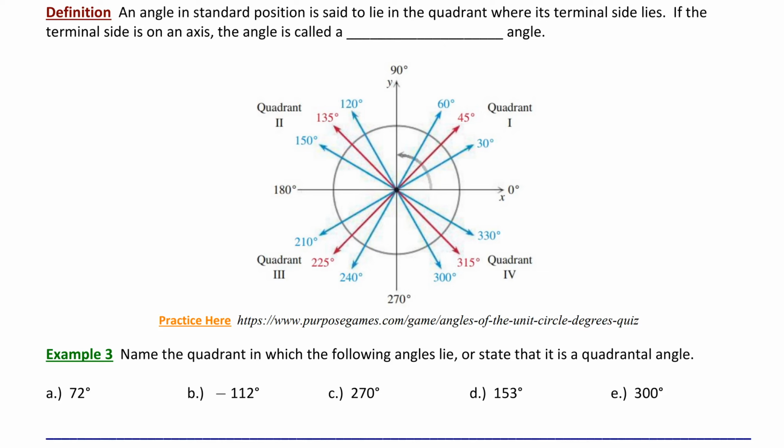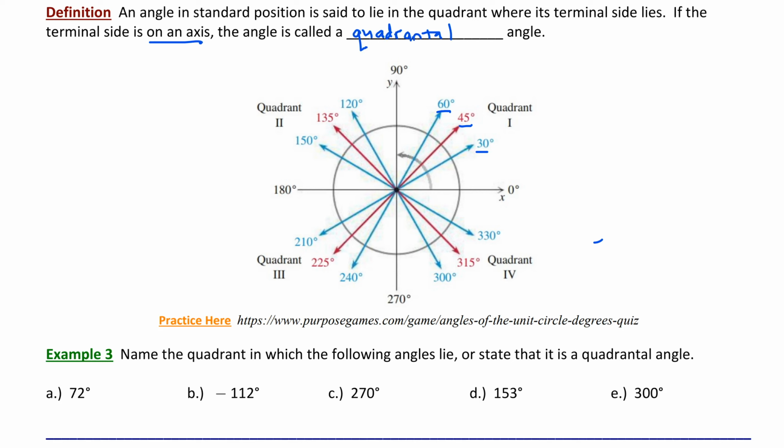Let's widen our perspective a bit and consider angles all the way around one rotation of a circle, or 360 degrees around the circle. An angle in standard position is said to lie in the quadrant where its terminal side lies. So if we look at the diagram below, the angles 30 degrees, 45 degrees, and 60 degrees would all be classified as quadrant 1 angles. Now, if the angle has its terminal side on an axis, we say that the angle is a quadrantal angle.